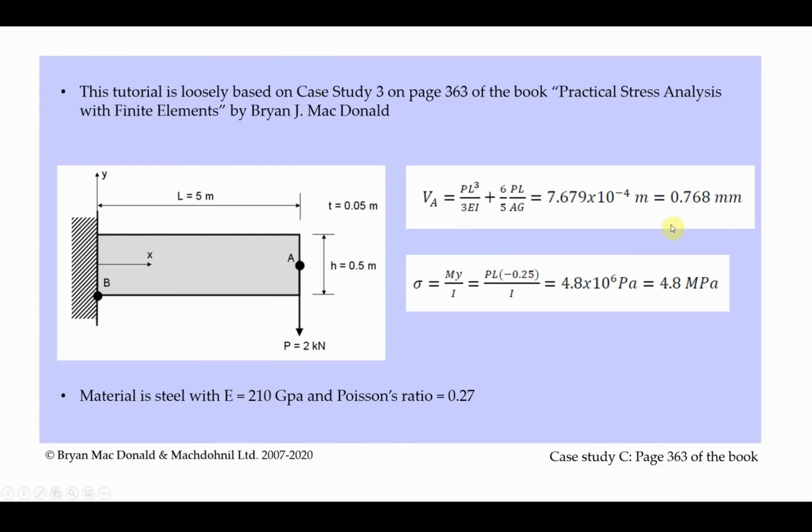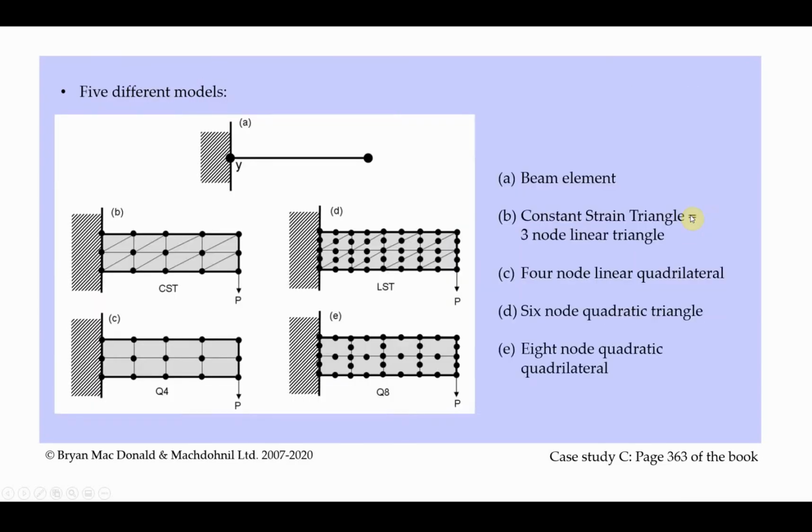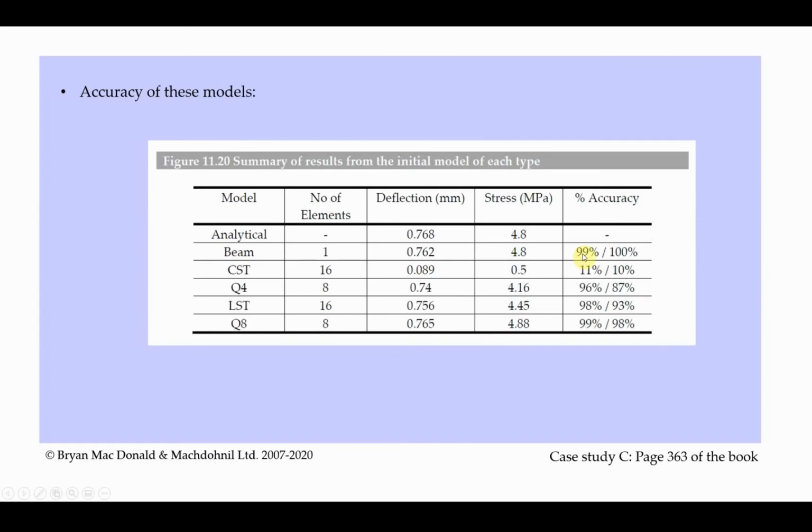Again, if you go back to the theory, you'll see that that's pretty much spot on the theory. And again, you see there that gives us a 99% and 100% accuracy for deflection and stress. However, when we look at the constant strain triangle, which has 16 elements, we get a deflection of 0.089 and a stress of 0.5. So that's 11% and 10% accurate.